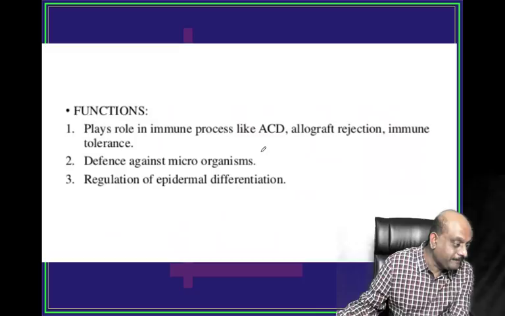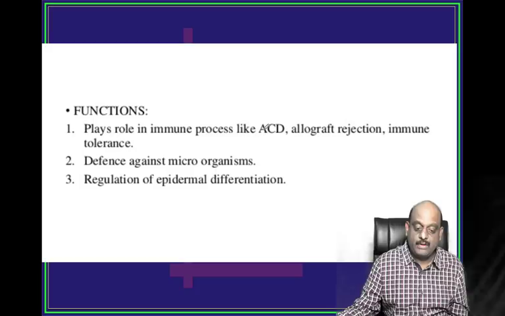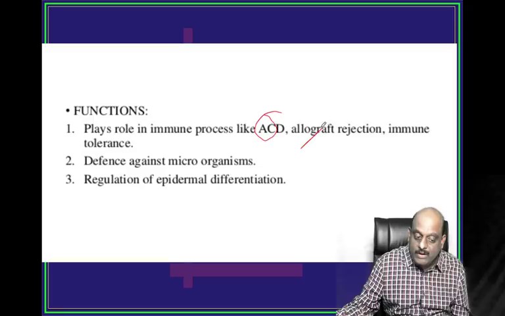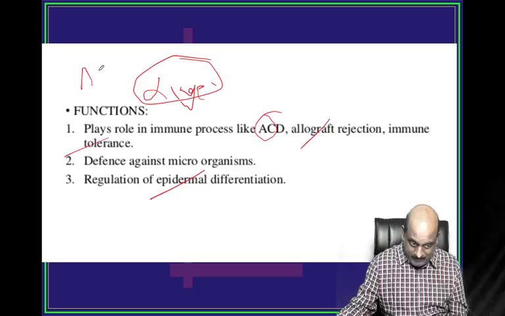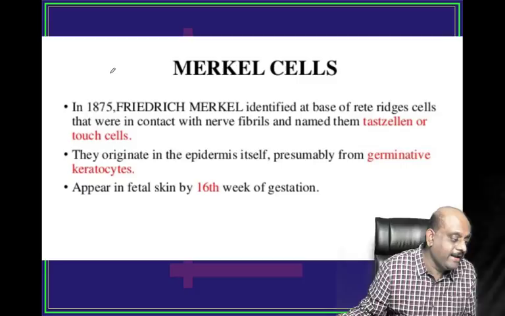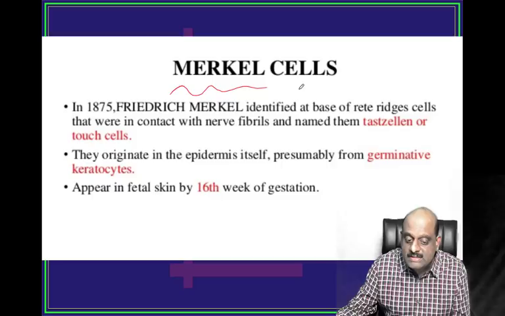Now, what is the role of Langerhans cells? Fundamentally, they are the antigen presenting cells: allograft rejection, immunotolerance, epidermal differentiation regulation. They are all the functions of the Langerhans cells, and since they are APCs, antigen presenting cells, they also play a role in defending against microorganisms. Now let's talk about Merkel cells.